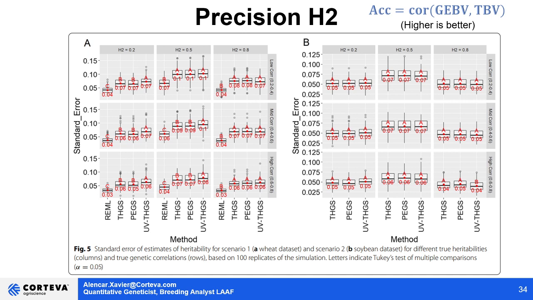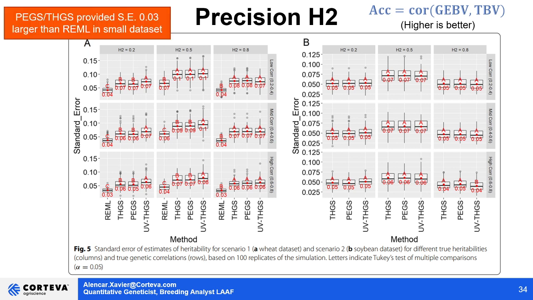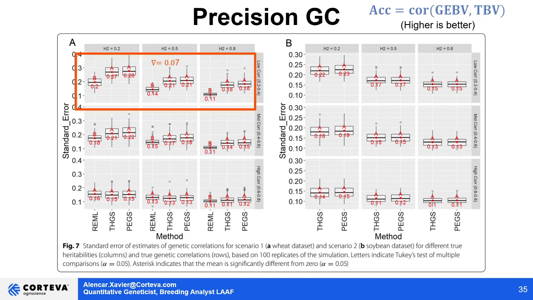Now precision. Precision is the standard error of those heritability and genetic correlations. So let's start with the precision of the heritability. It's true the pseudo expectation and tilde hat had a standard error larger than the ones of REML. So something had to give, and one thing where our methods are a little worse than REML is the precision of the heritability and genetic correlations.